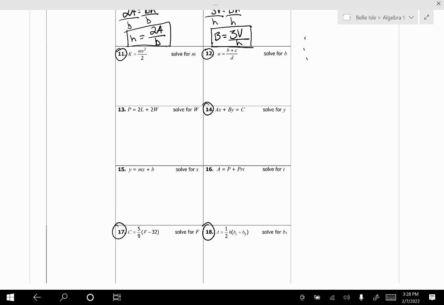So our next thing is a new fraction. Get rid of the denominator and just multiply that side.